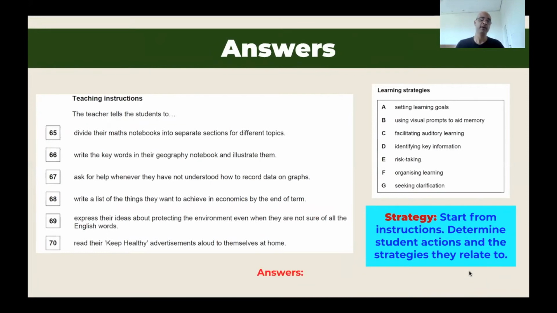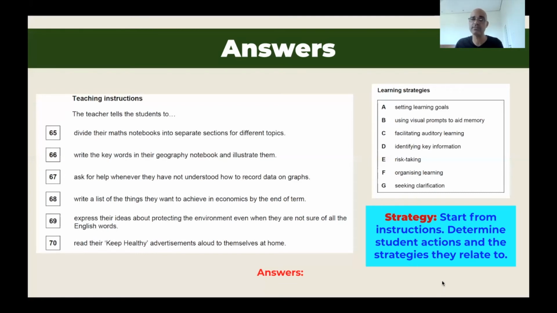In number 65, the teacher tells the students to divide their math notebooks into separate sections for different topics. So when the teacher is asking the students to divide into sections, what is the teacher asking the students to do? We have letter A, setting learning goals, B, using visual prompts to aid memory, C, facilitating auditory learning, D, identifying key information, E, risk-taking, F, organizing learning, G, seeking clarification. Well, dividing math notebooks into separate sections is definitely an example of organizing learning.